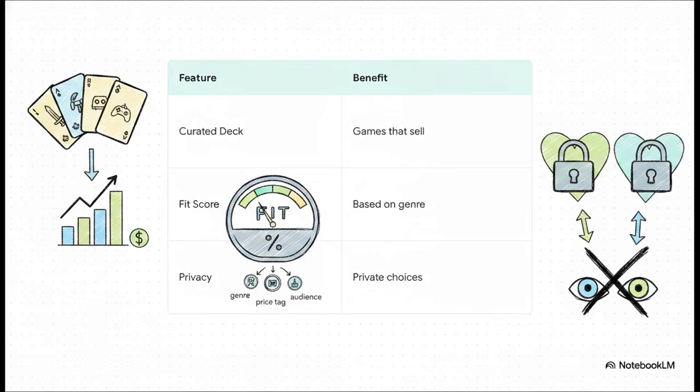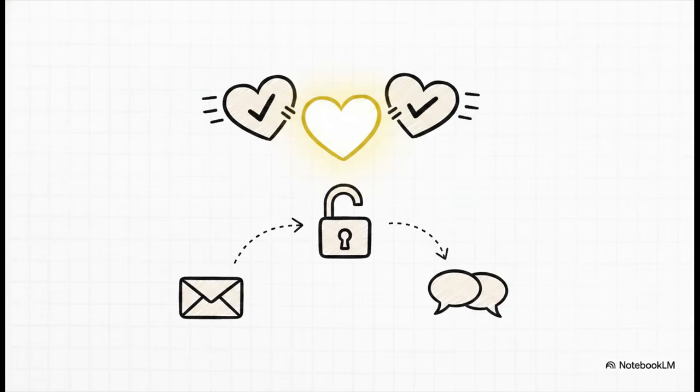And for sure, privacy is baked right in. You can like the games you want to bundle with, pass on the rest, and your choices stay entirely private unless that other developer likes you back. So what happens when you both swipe right?